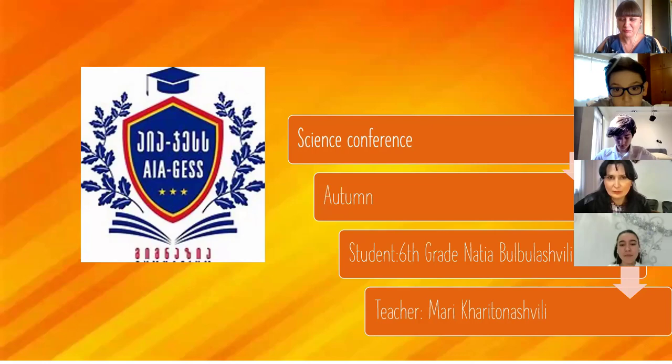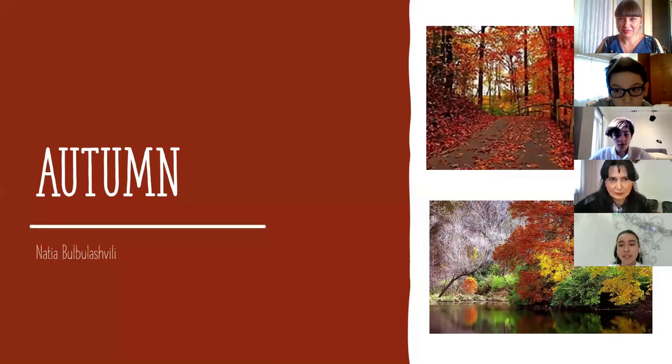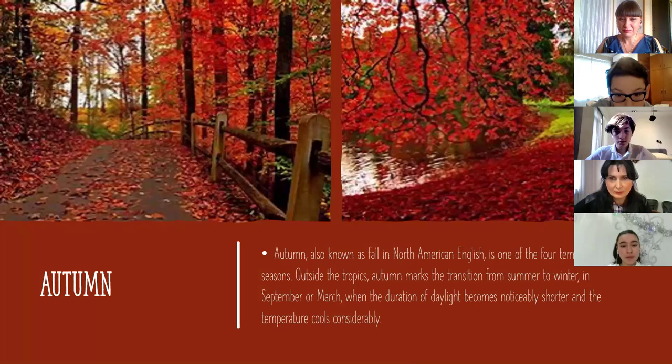Hello, I'm Natia Bulbulashvili, a sixth grade student. Today I'm going to talk about autumn and its celebrations. Autumn, also known as fall in American English, is one of the four temperate seasons. Outside the tropics, autumn marks the transition from summer to winter. In September or March, even the duration of daylight becomes noticeably shorter and the temperature cools noticeably.